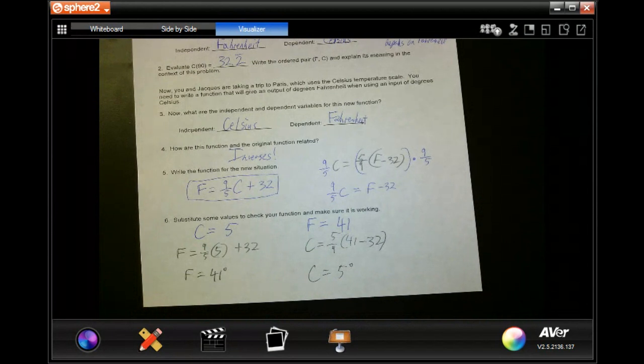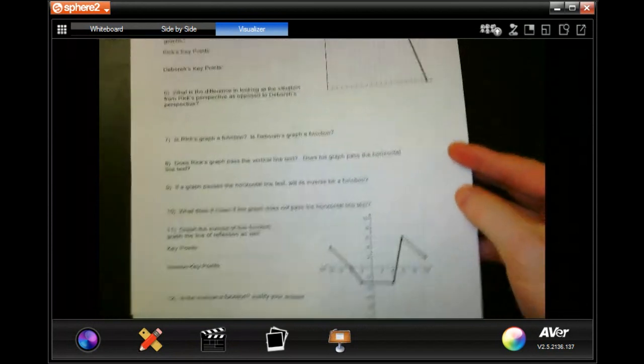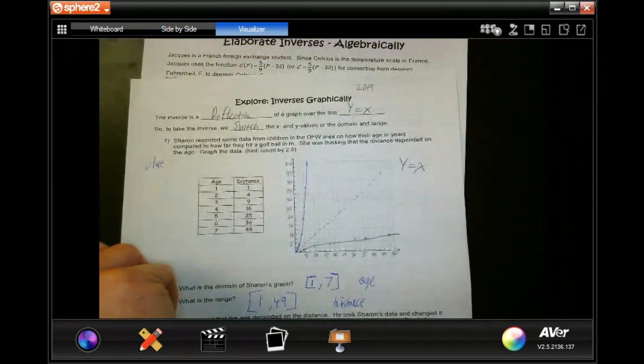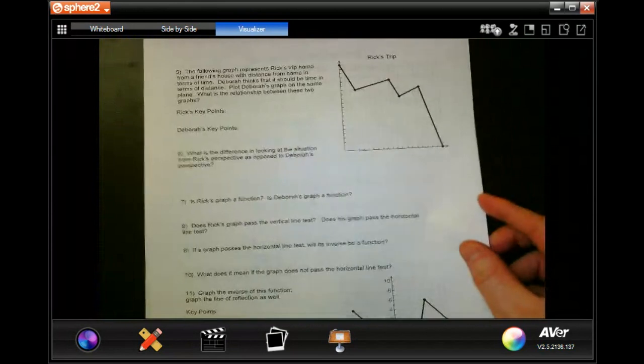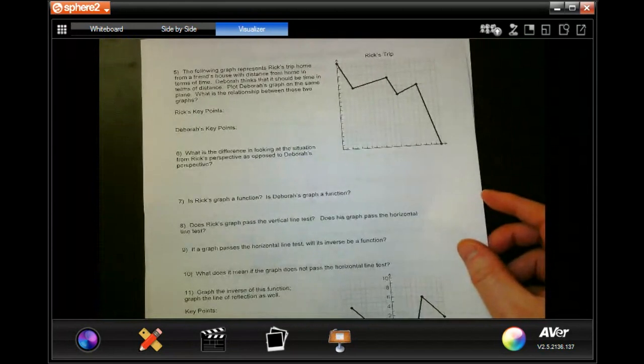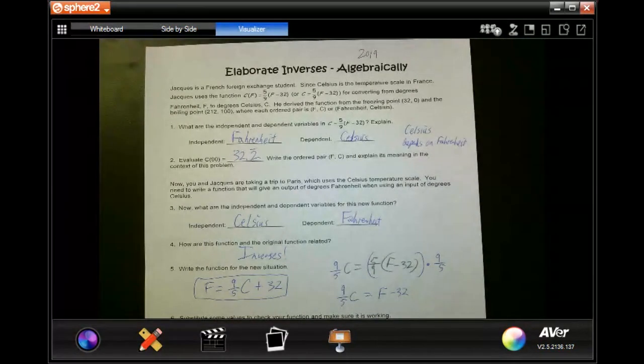Good. So why don't you guys finish up the last 5 minutes here? Do number 5 through 12. Go back to the explore inverses graphically. We did the front side of the page. You guys do 5 through 12 on the back. And then we'll pick up the rest of this tomorrow. Let me know if you have any questions in the chat box. Great job today.